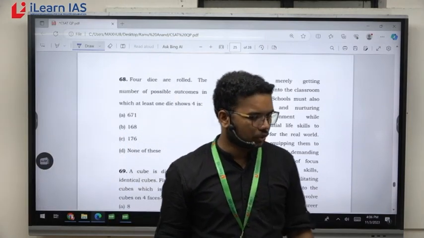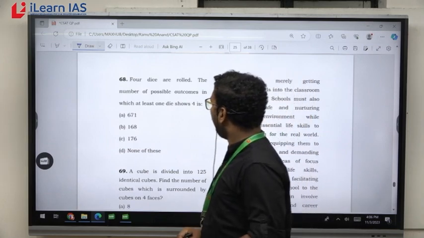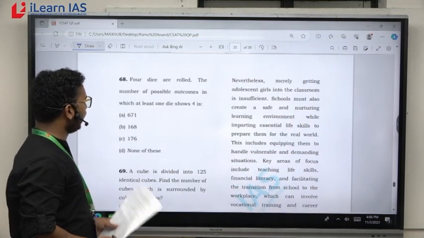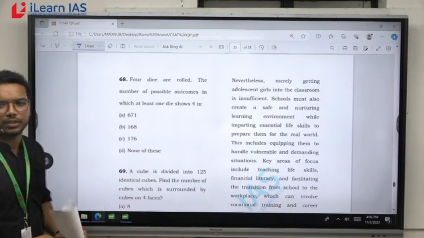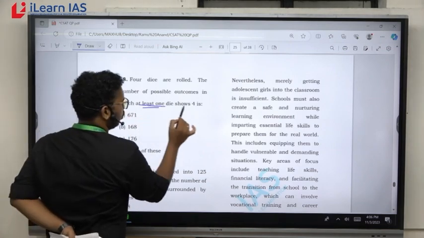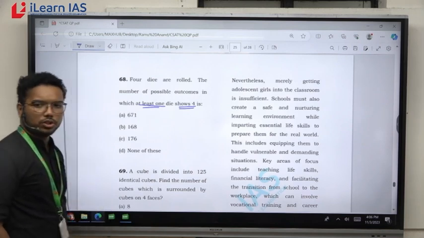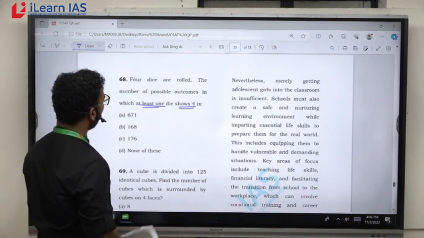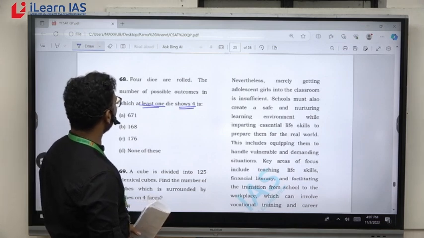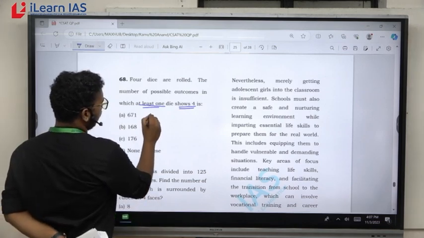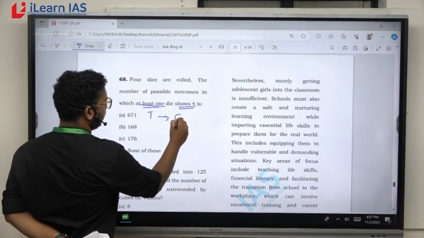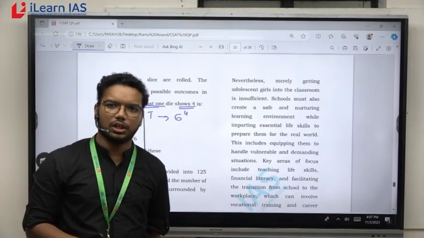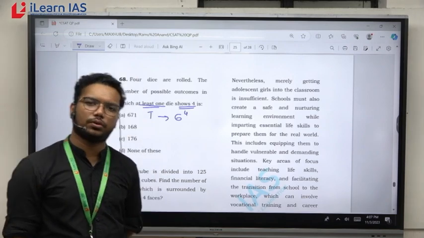Yes. So 4 dice are rolled. The number of possible outcomes in which at least one die shows 4. Total possibility endana? Total possible outcomes is 6 raised to 4. ഒരു ഡൈയിൽ 6 outcomes ഉണ്ട്. So 4 dice 6 raised to 4.